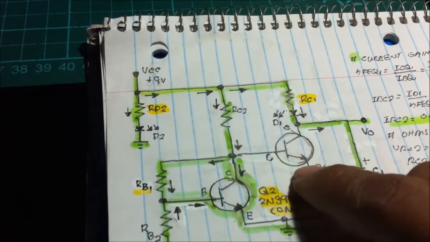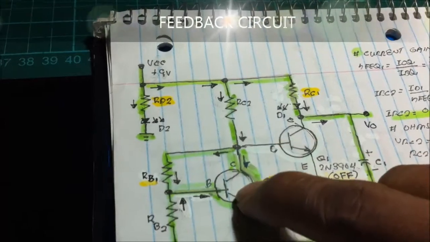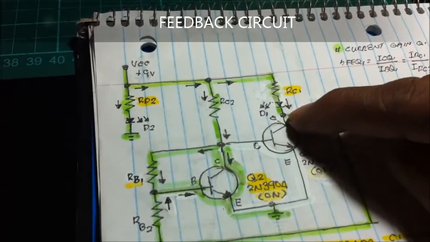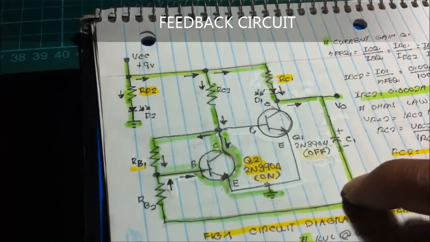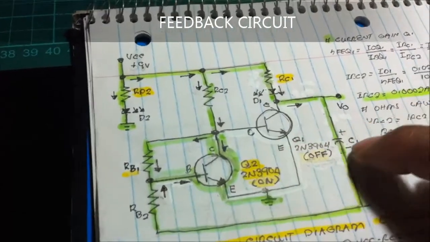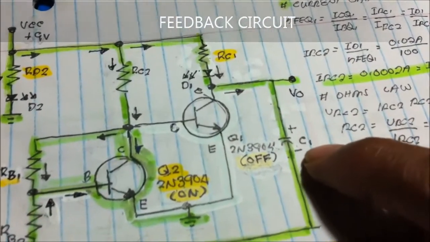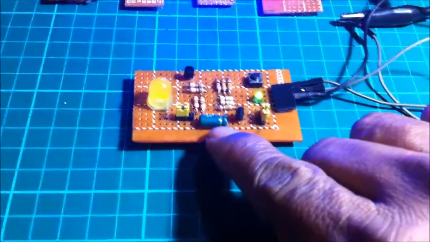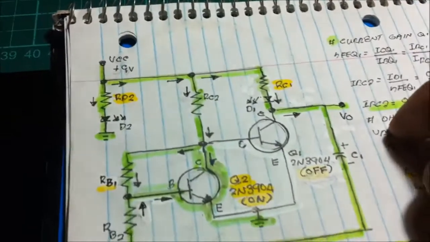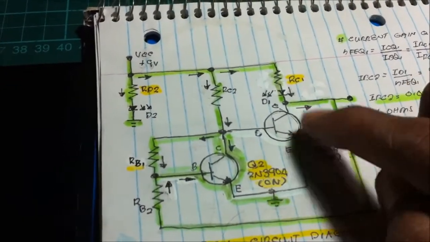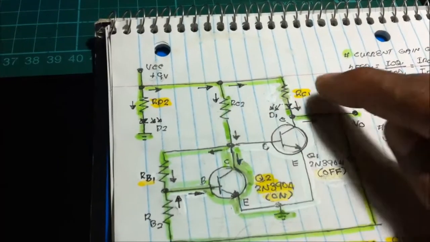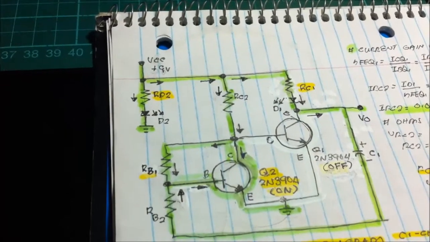The input of the first transistor is connected to the output of the second transistor, and the output of the first transistor is connected to the base by a C1. So I'm using 1 capacitor, 2 transistors, 2 LEDs, and 5 resistors.